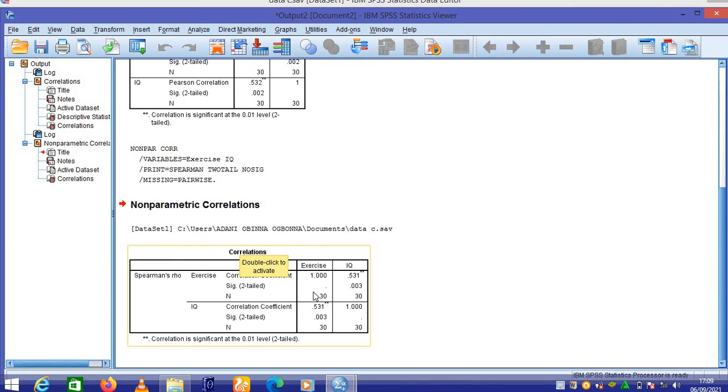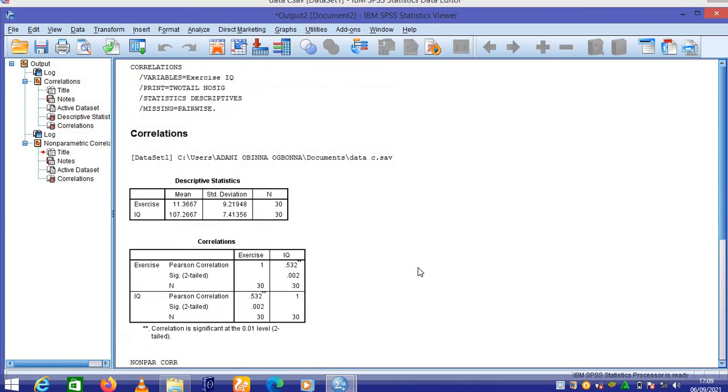The p-value is 0.03, which is less than 0.05, telling you that there is a significant association between exercise and IQ. Looking at the strength, the correlation coefficient, R, is 0.531, which is still of moderate strength. So the association between IQ and exercise is of moderate strength in this particular data.